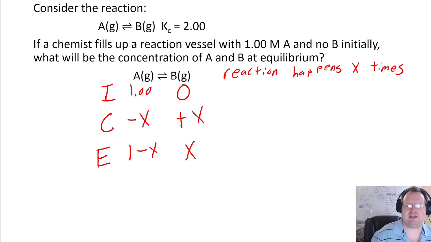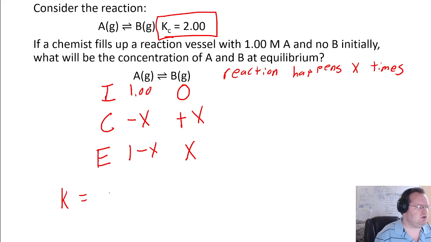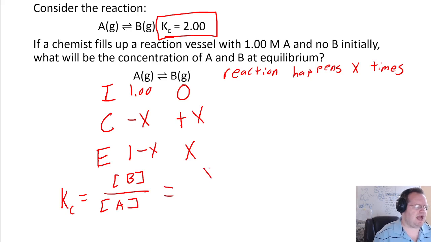The way we solve this is because we know our equilibrium constant up here. So K is equal to products over reactants, and it's Kc, so it'll be concentrations. So we'll have the molarity of B over the molarity of A. So that will be X over 1 minus X. And this is all equal to 2.